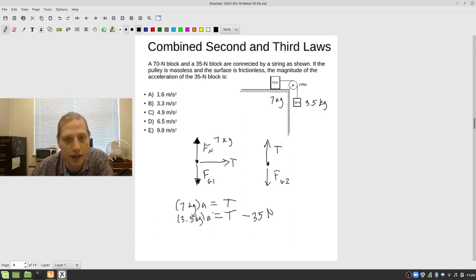Okay, and the other tricky thing here to realize is that the 35 newtons is what's doing that acceleration, so this is going to accelerate it downward. So I'm going to put a minus sign in there.